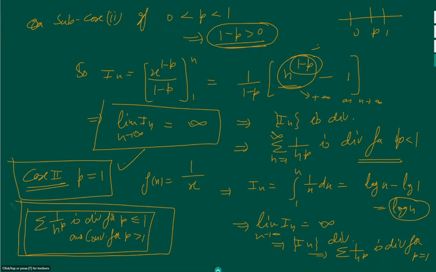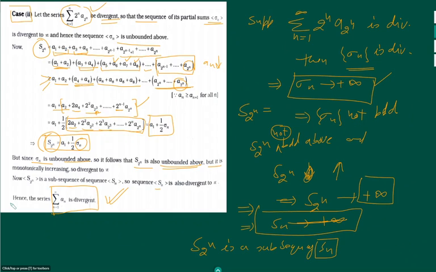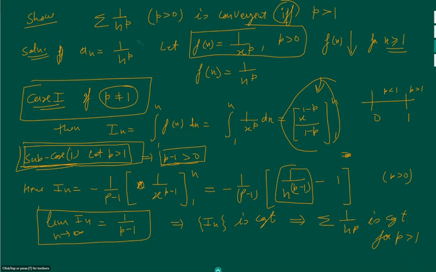So using Cauchy integral test, we have proved that this series is convergent if and only if p is greater than 1. Otherwise, it is divergent. That is all. We wanted to do an exercise on Cauchy condensation test also, so that I will include in the next lecture.